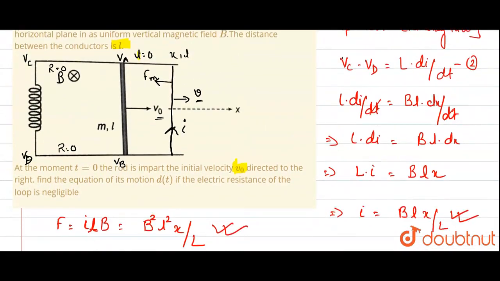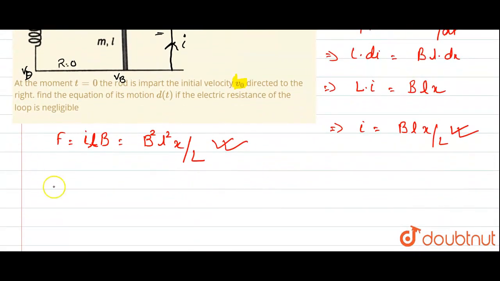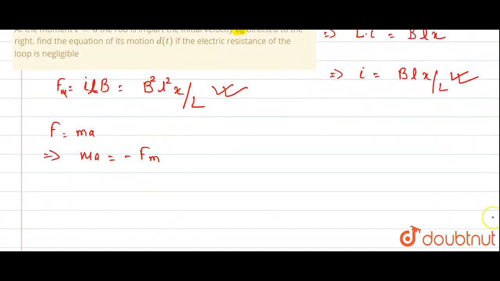Now from the second law of motion, we know that F is equal to ma. And here ma is equal to minus the magnetic force, because friction is also not present there. Then ma is equal to minus B square l square x by L. So class, just see this equation.